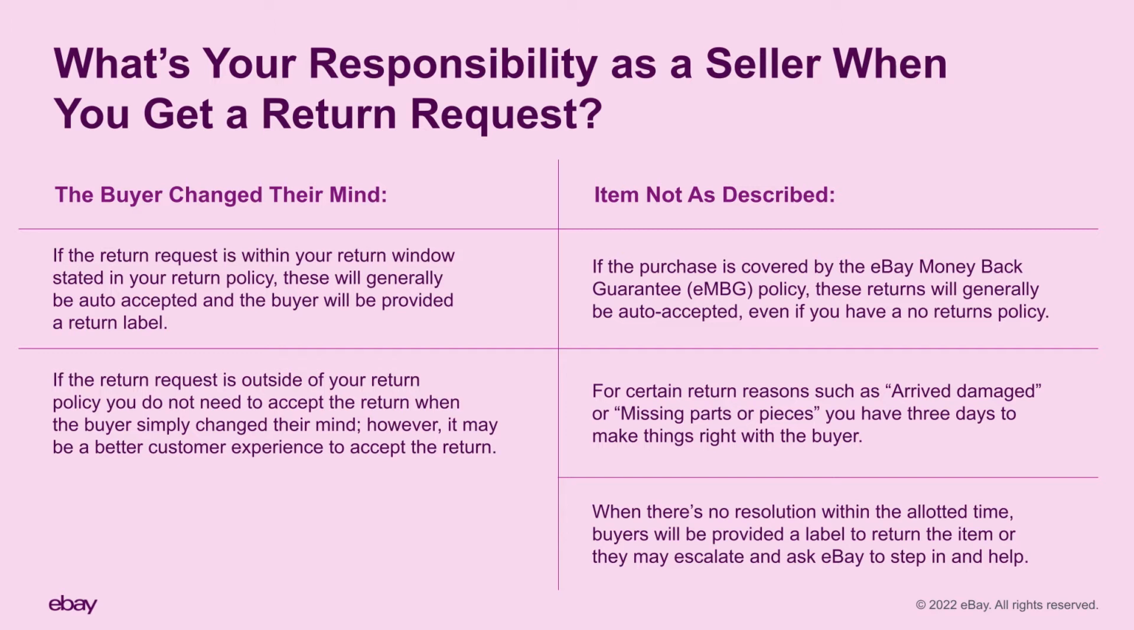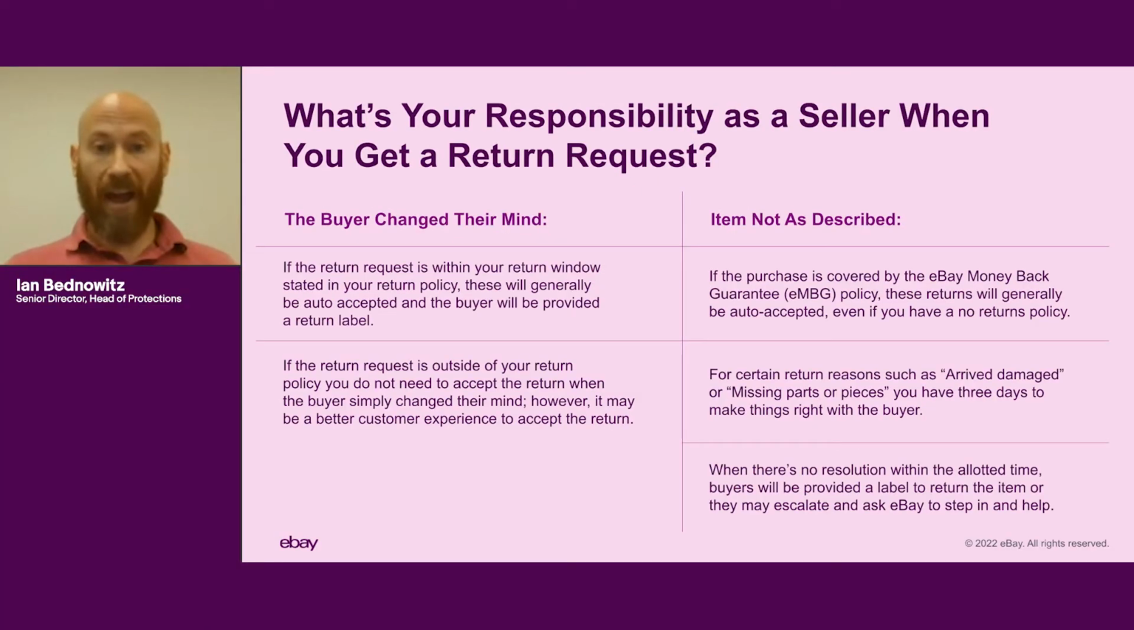So if the buyer changed their mind, first of all, you set that policy. So you decide whether you even take these types of returns, these remorse returns. Now, if you have a remorse return policy, and if the buyer makes the request within your return window, whether that's 14 days or 30 days, then we'll generally just go ahead and make it easy, auto accept that request from the buyer, and the buyer will get a label to send the item back to you. Once the item comes back to you, you have 48 hours to refund that buyer.